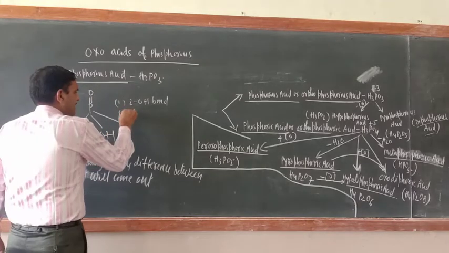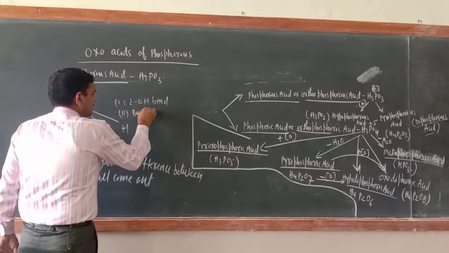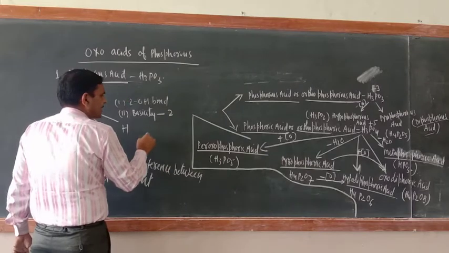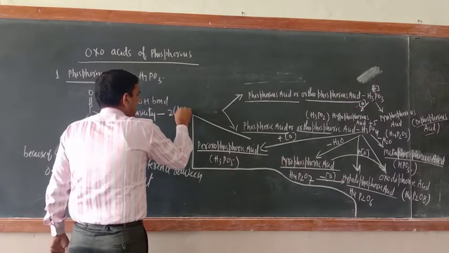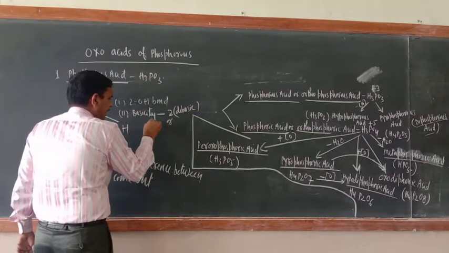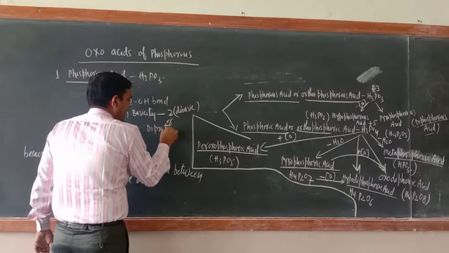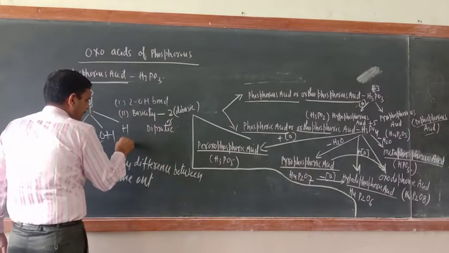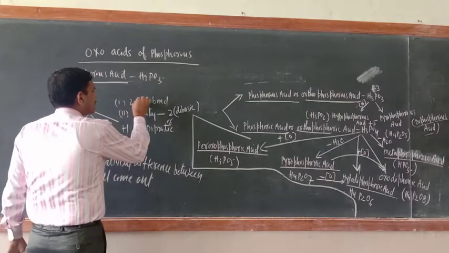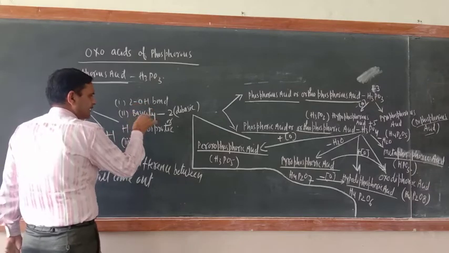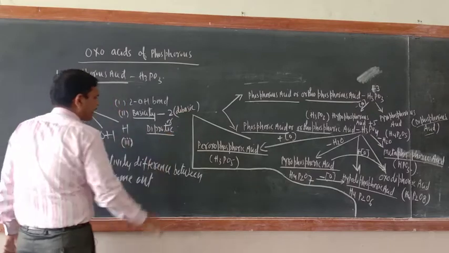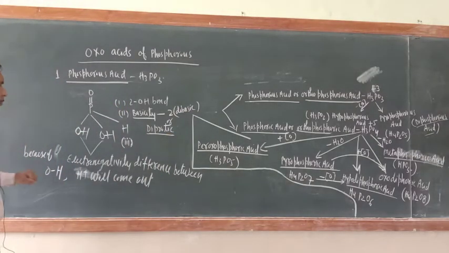So what is the basicity? How many OH bonds are there? 2. So basicity is 2. This is known as dibasic or diprotic. On the basis of the 2 OH bonds, we have determined the basicity: dibasic or diprotic.